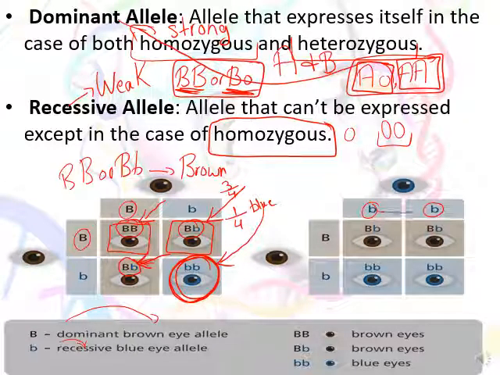While this individual, we have B small and B small. So it's recessive, so it's expressed here. So it has blue eye color. So here it also confirms that the recessive allele cannot be expressed unless in the case of homozygous.